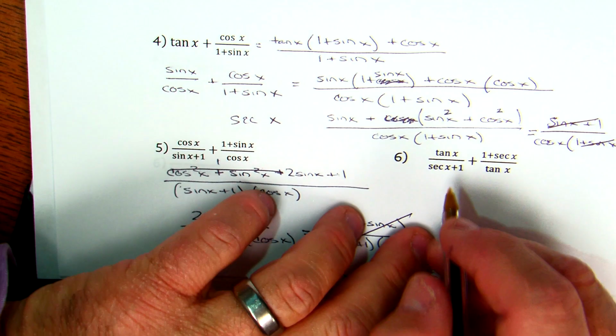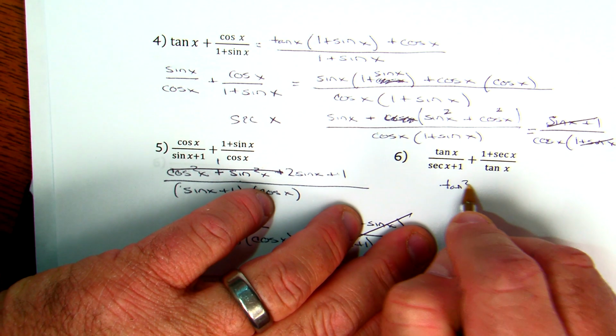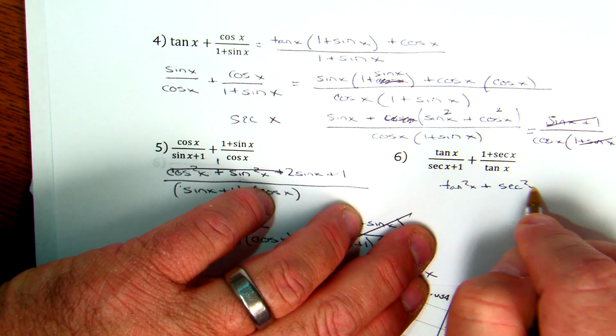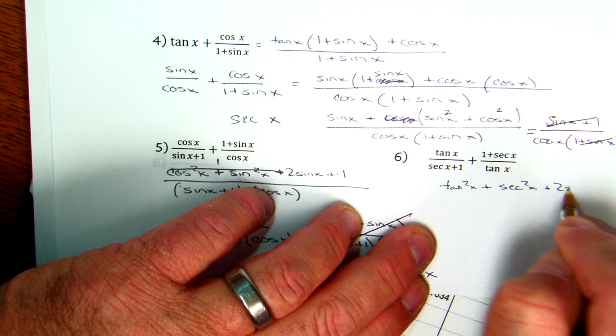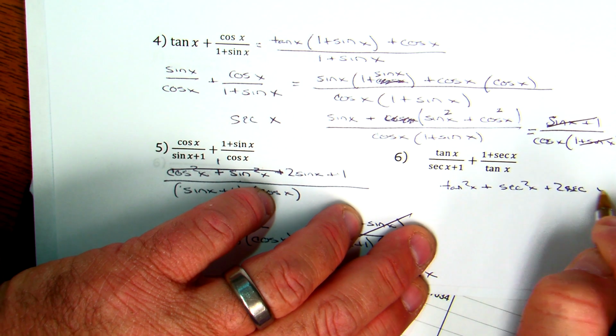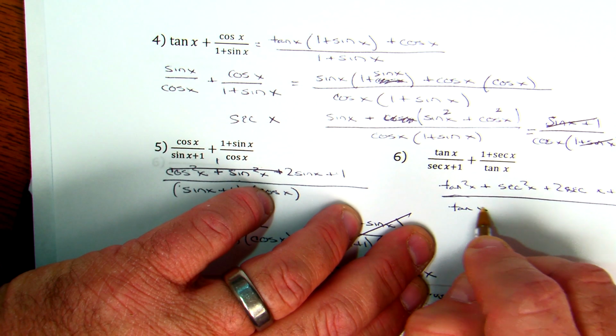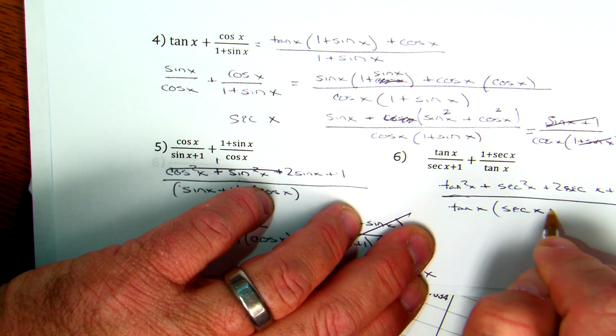Same thing with number 6: tangent squared x plus secant squared x plus 2 secant x plus 1 over tangent x times secant x plus 1.